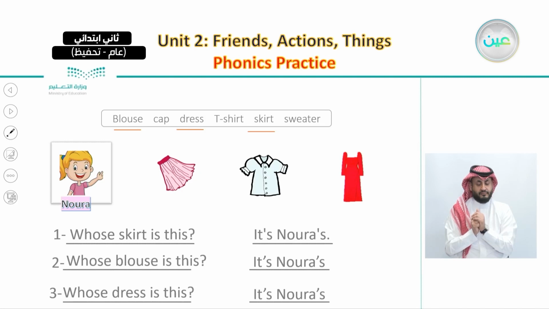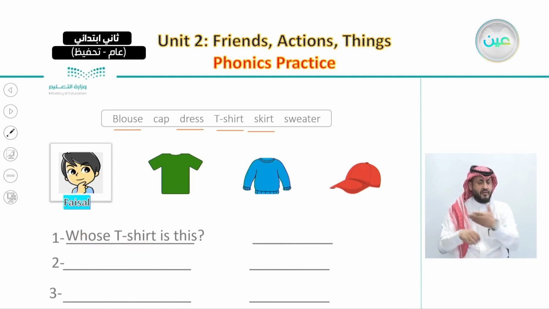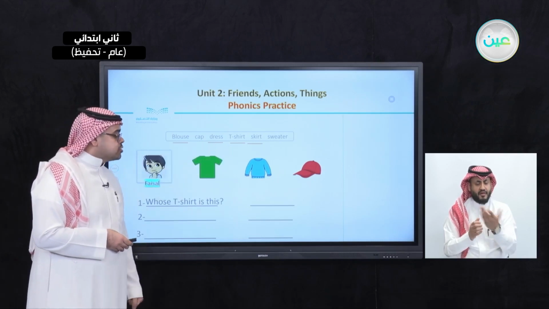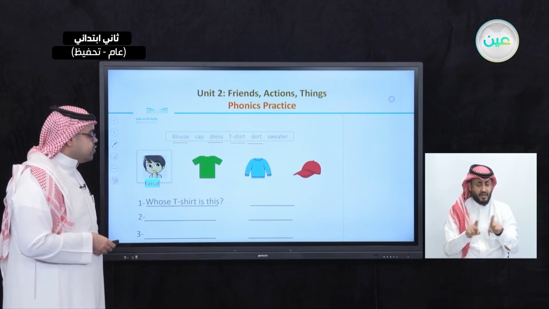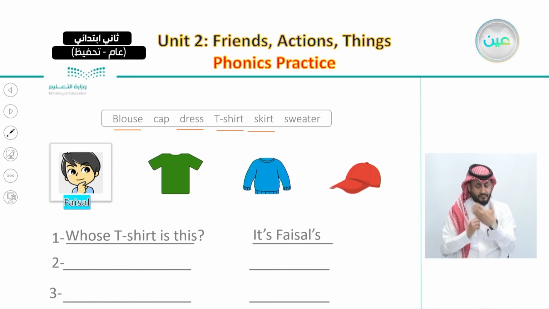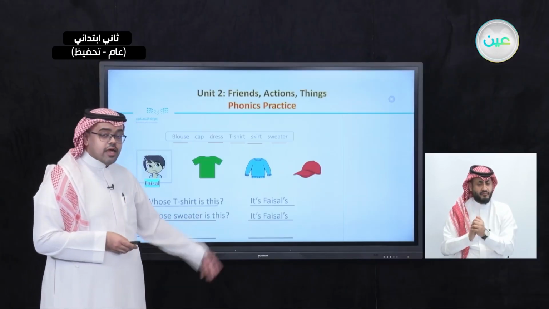Now, let's try to answer the second part. So here, our friend Faisal, let's ask about this T-shirt. The question will be, whose T-shirt is this? So here, we underline T-shirt. And since the T-shirt is one of Faisal's clothing, the answer will be, it's Faisal's. Number two. Whose sweater is this? Here we underline sweater. And the answer will be, it's Faisal's.